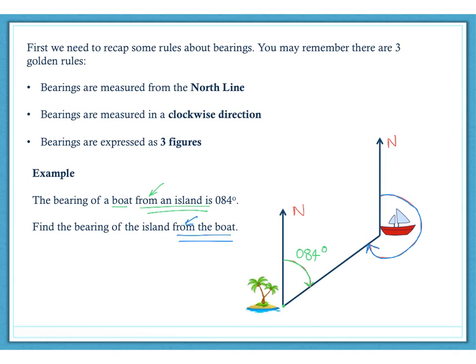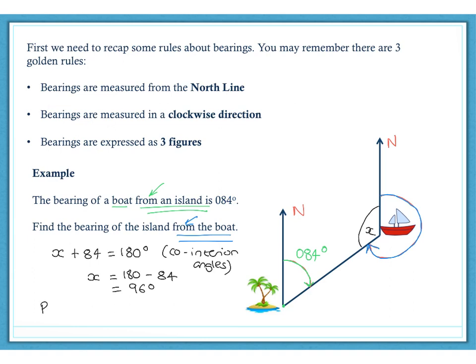Now, to work out this angle, we're going to calculate the size of this angle first of all, which I'll call x. We know that x add 84 degrees must equal 180 degrees. We have what we sometimes call co-interior angles, which add up to 180 degrees. This means that x is equal to 180 take away 84, which equals 96 degrees.